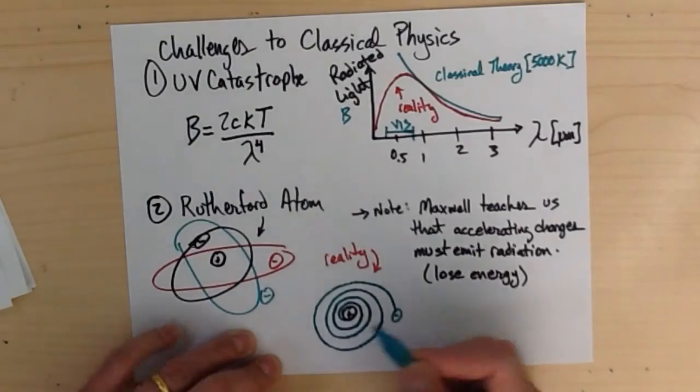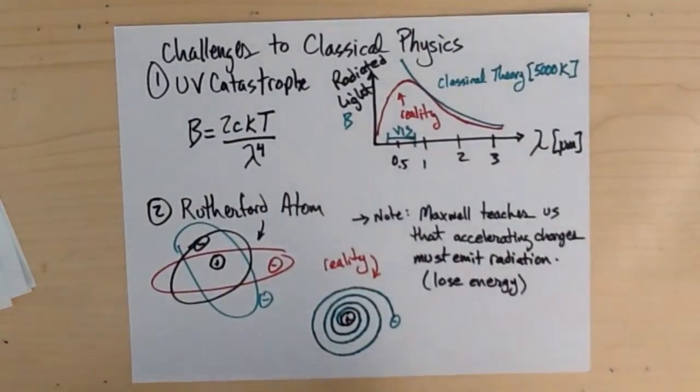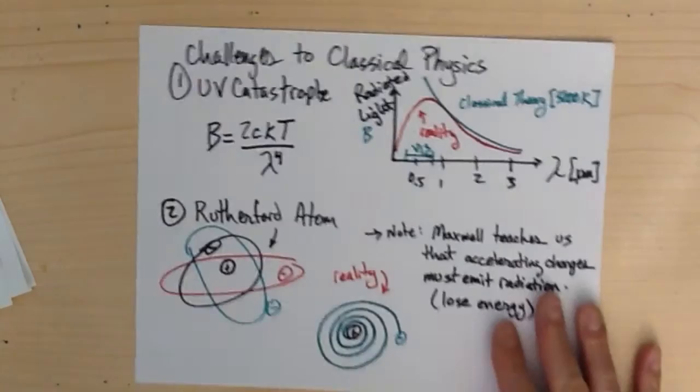And then eventually, this would keep spiraling so that every electron in the universe would have to collapse in on the nucleus, as if all the planets were collapsing into the star. And no, of course we know that's not happening. And so this is the second challenge to classical physics. So let's turn to the third challenge.